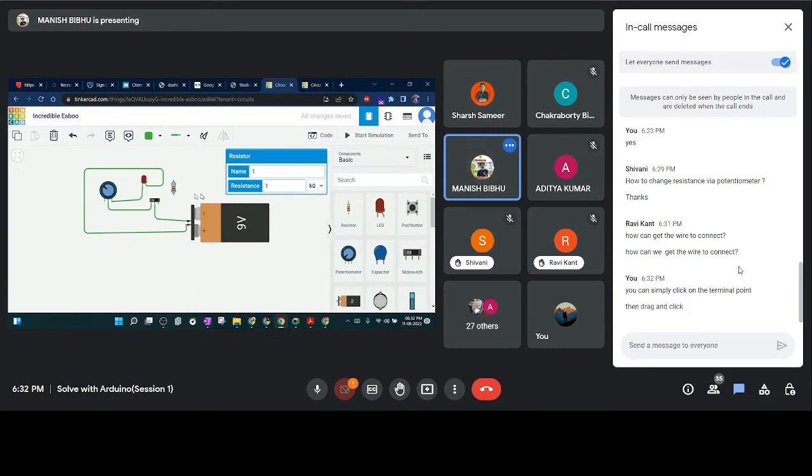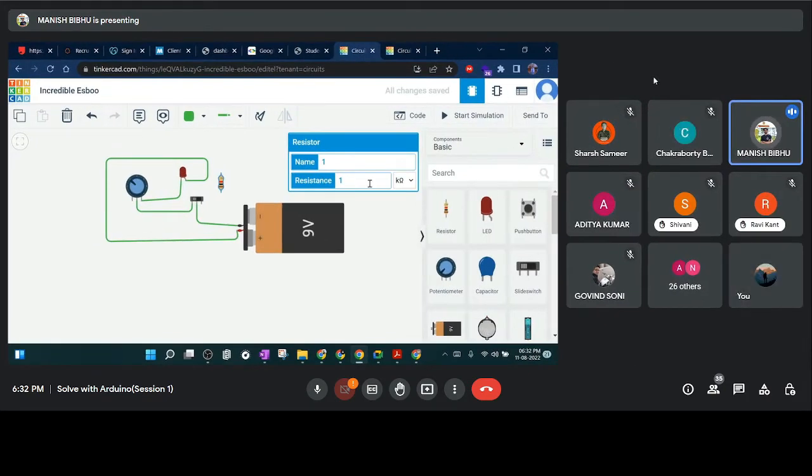So using a wrong resistor won't damage any equipment, right? It will either work or not work. No, it will damage if we use very little resistance. Okay, that makes sense. I will explain to you.